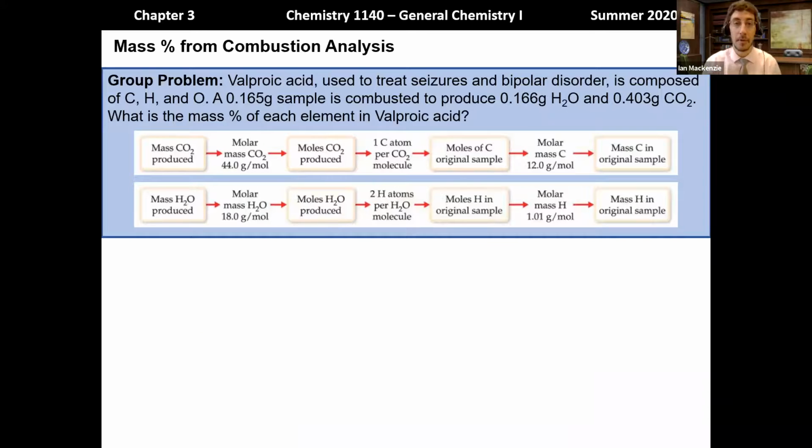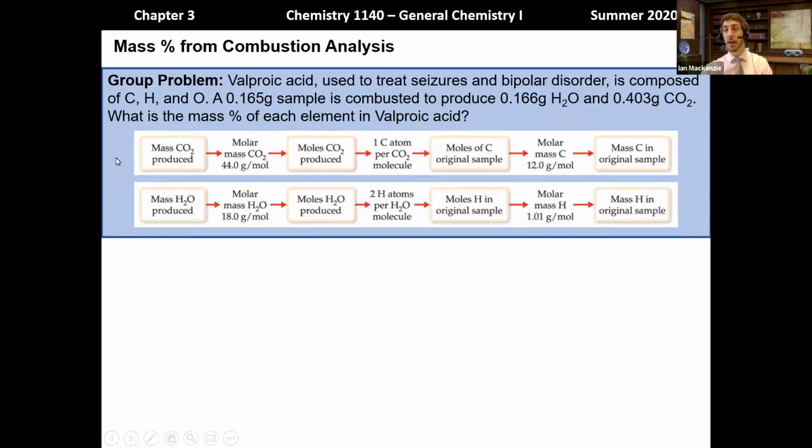So here's the example. Valproic acid is a material that's commonly used to treat seizures and bipolar disorder. And it's composed only of 3 elements, carbon, hydrogen, and oxygen. My original sample mass was 0.165 grams. And I combusted that in the chamber to produce 0.166 grams of water and 0.403 grams of CO2. What's the mass percent of each element then in valproic acid?